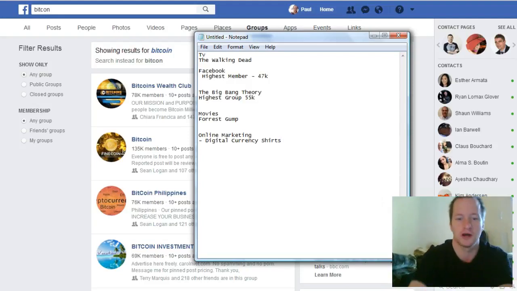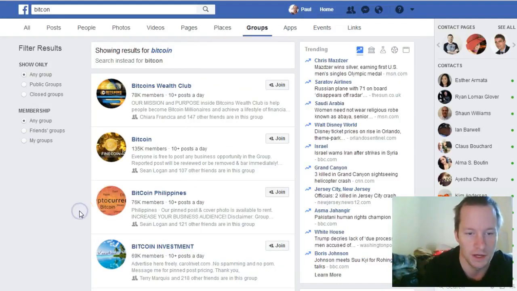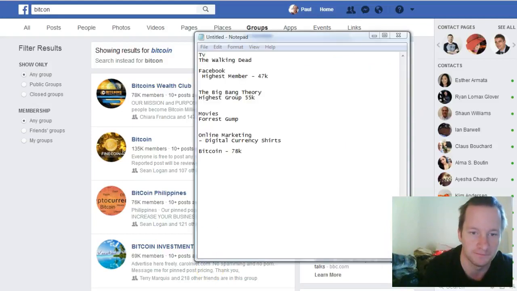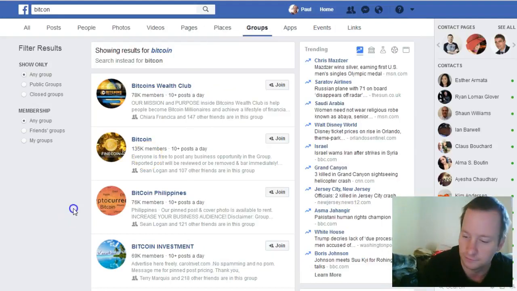Let's do a couple popular coins. So Bitcoin has the highest group here, I can see, 78K members. And then you got Bitcoin in Philippines, which you can target the Philippines, 76,000. You got one right here for 135,000 members. So let's erase this. Highest number would be 135K that I can see right now.